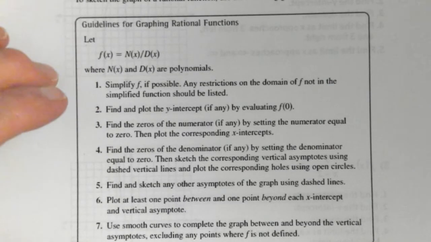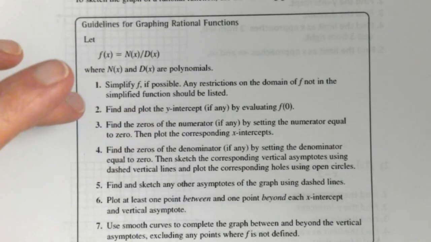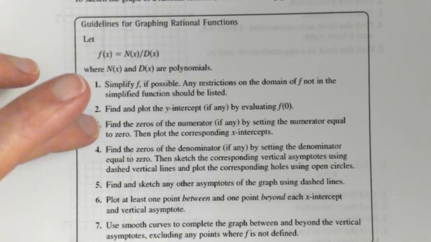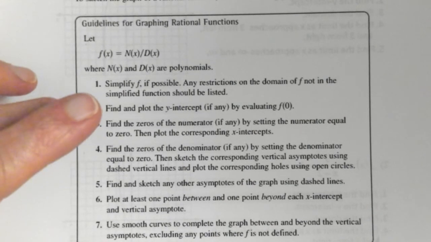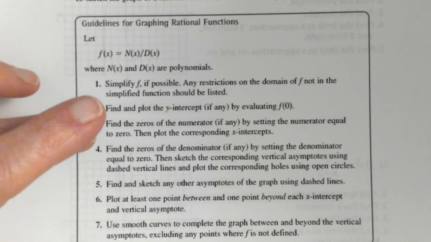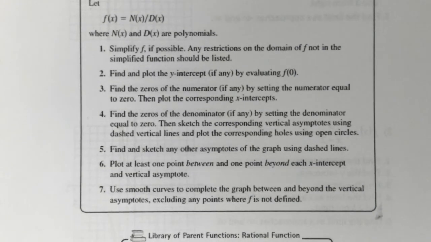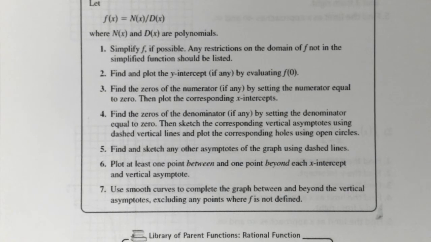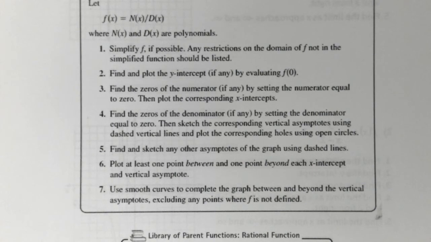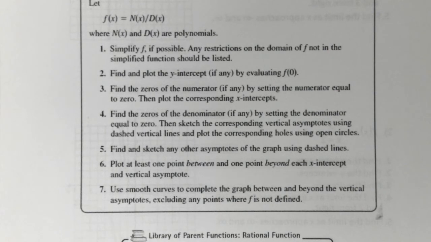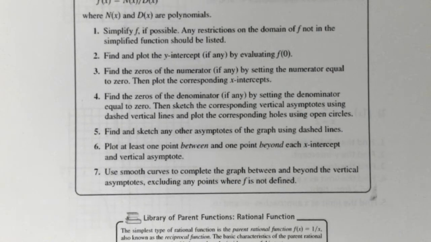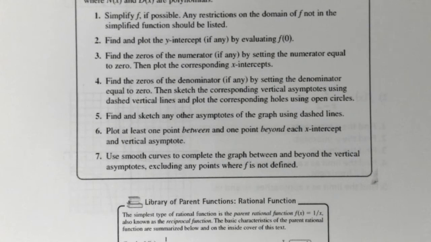Let's see. Find and plot the y-intercept by evaluating f of 0. Okay, find the zeros in the numerator by setting the numerator equal to 0 and then plotting the corresponding x-intercepts. Number 4, find the zeros of the denominator by setting the denominator equal to 0 and then sketch the corresponding vertical asymptotes, right? Because when the denominator is set equal to 0, that's how you figure out where your vertical asymptotes are. Then you can find and sketch any other asymptotes that you might have.